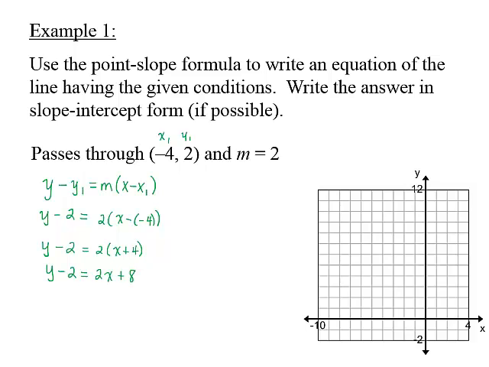And then we are to put it in slope-intercept form, so that means solve for y. We add 2 to each side to get y equals 2x plus 10.